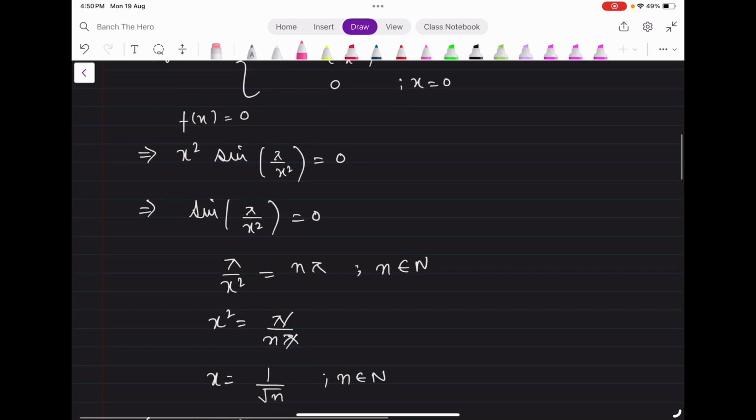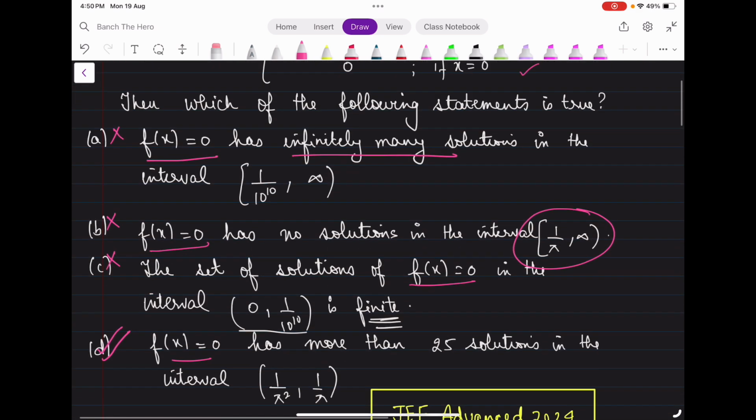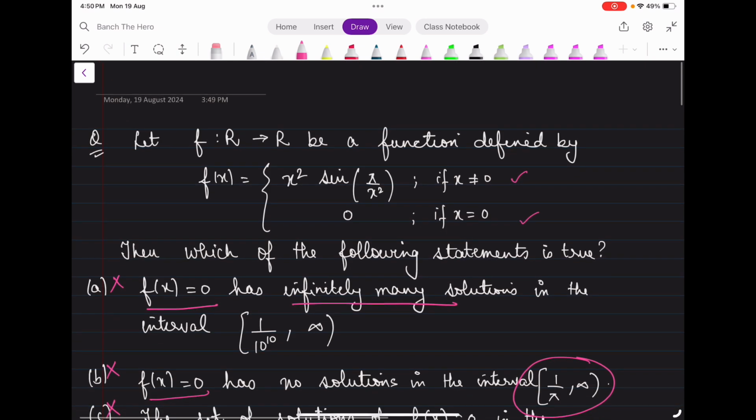Number one, that is when sin x is 0, and number two, how to deal with the intervals whenever inequalities are given. So I hope you have understood this lecture.